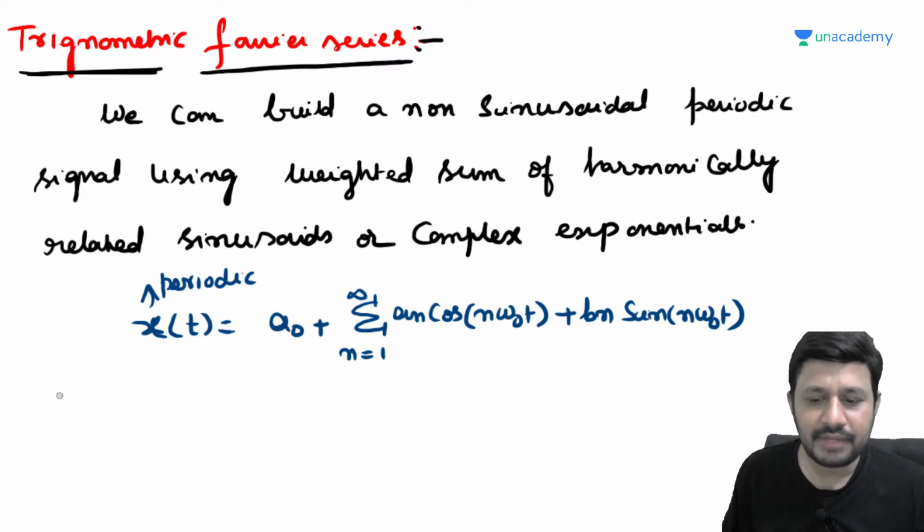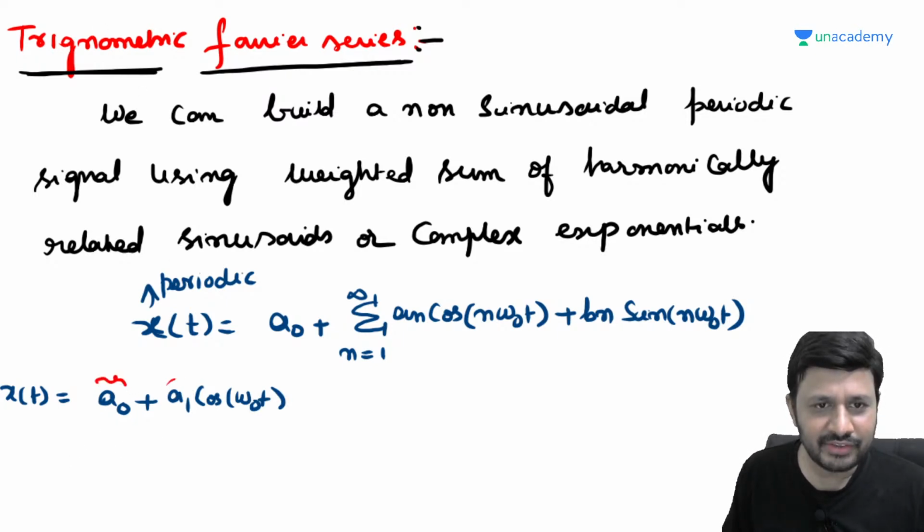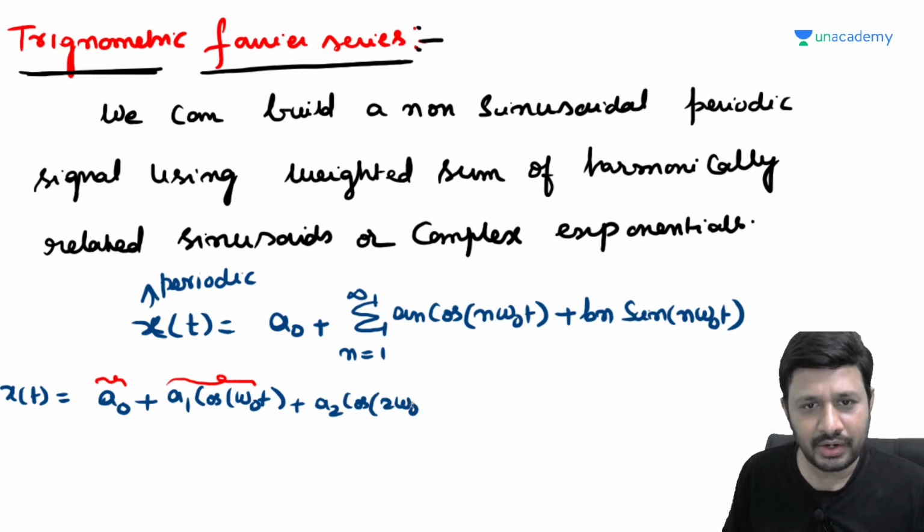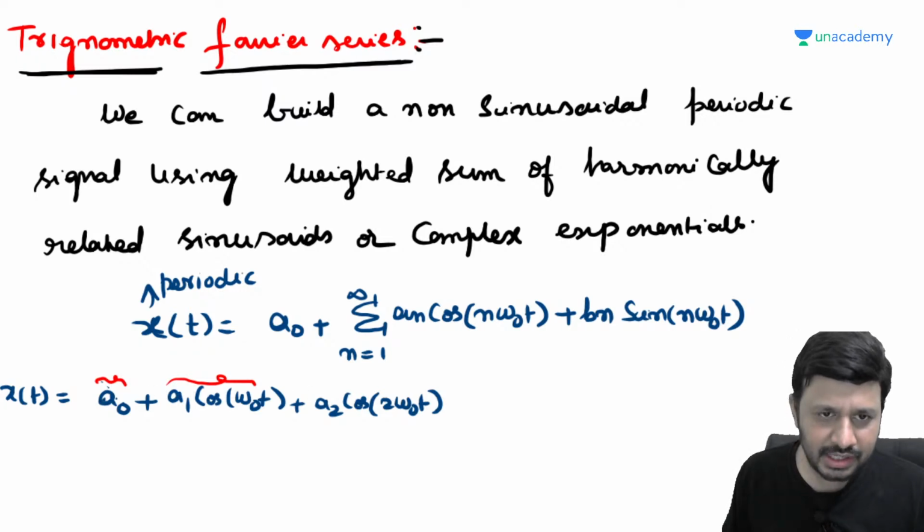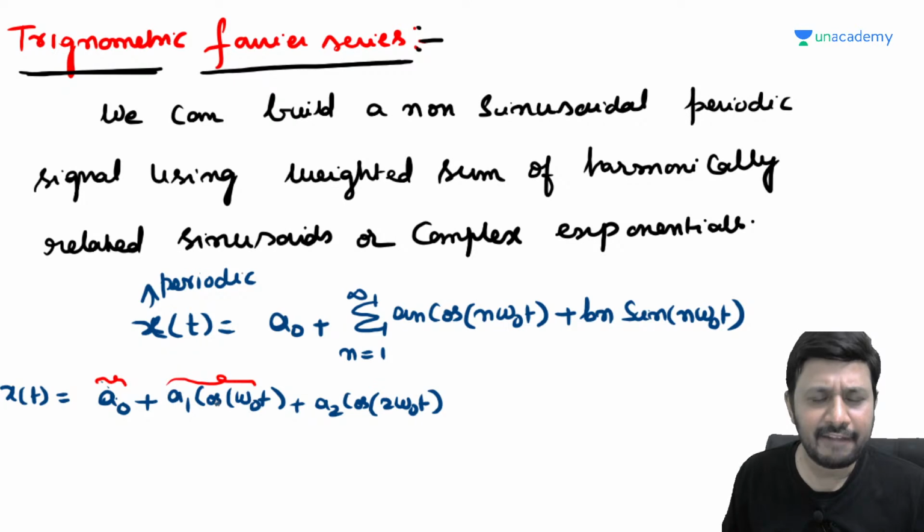Now, if I expand x of t, concentrate here. A naught is a DC value, a constant. Plus, if I substitute n equal to 1, A1 cos omega naught t. DC and sinusoid are orthogonal. Plus, for n equal to 2, A2 cos 2 omega naught t. The first term and second term are orthogonal, the first and third are orthogonal, the second and third are orthogonal, and so on. In the trigonometric Fourier series expansion, every term is orthogonal with the other terms. If you have that kind of situation, then you can build any periodic signal.